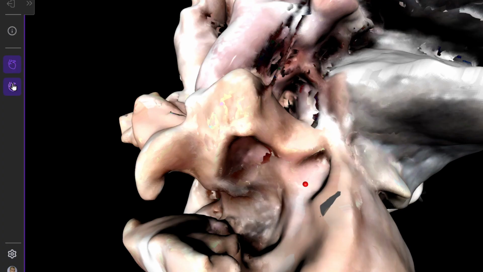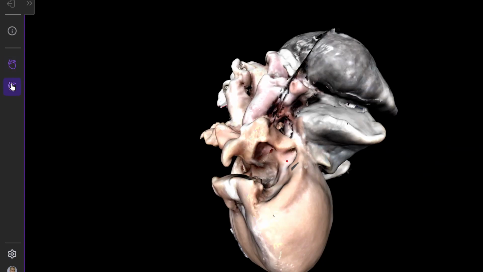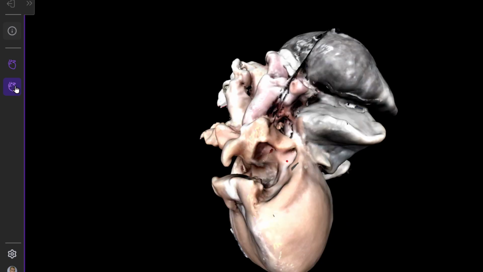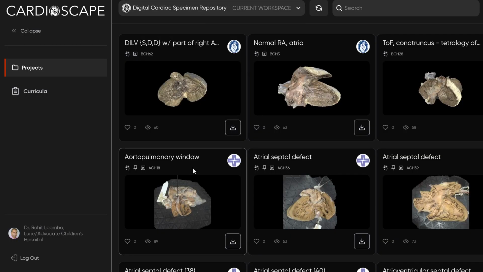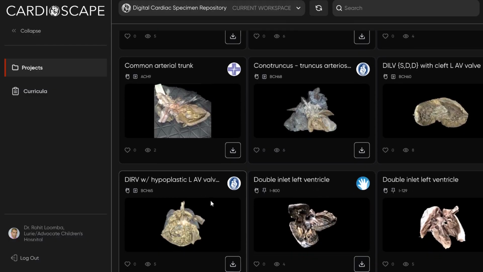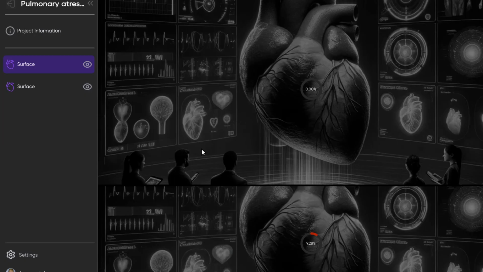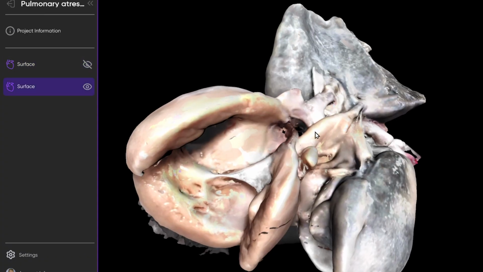Now let's go ahead and take a look at the other side of this heart. And I apologize. I don't know why it won't let me. Let's go ahead and get out and get back into this, and hopefully we'll be able to load up the left-sided scan. And there we go. So now here's that same heart.